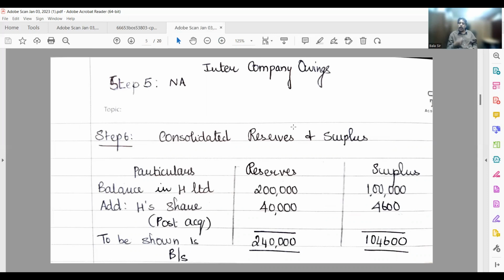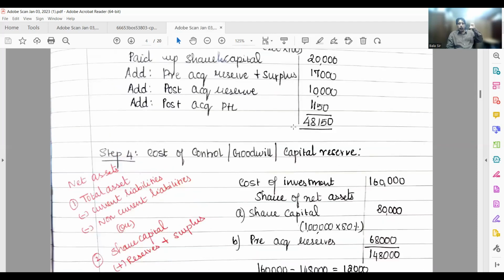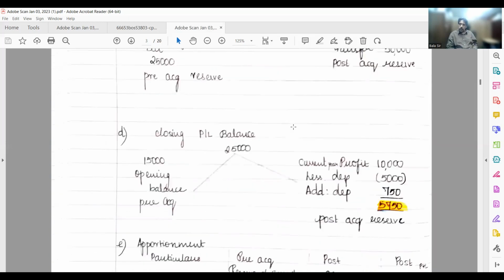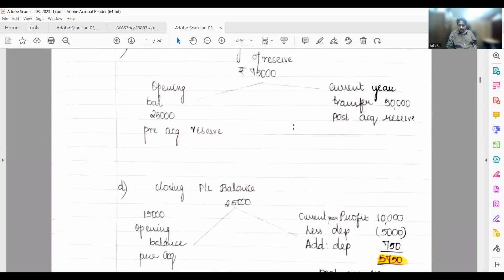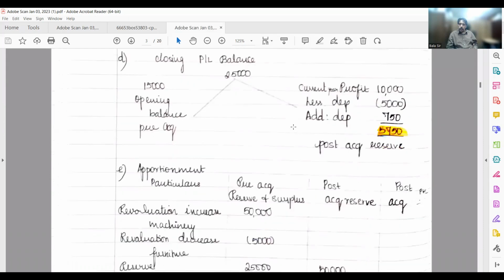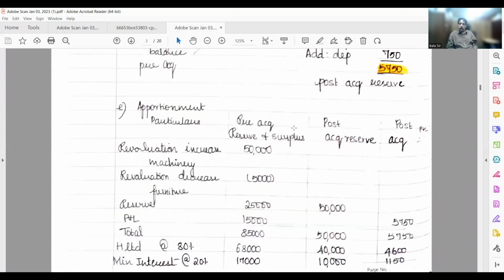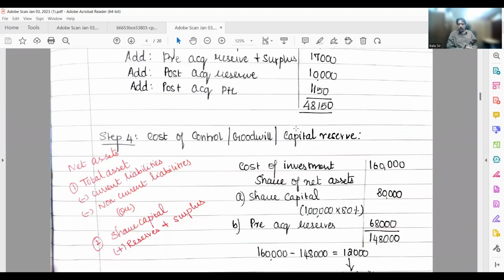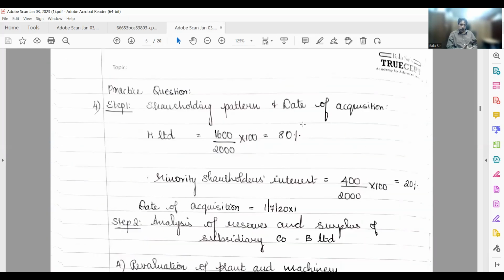Then please add my return on investment, by investing in your company. So nothing but you can take my share, go to step number 2, Shruti. Yes, sir. So the post-acquisition reserves, my share is 40,000. And profits, it is around 4,600. Exactly. That is added, right? Yes, sir. Add post-acquisition.